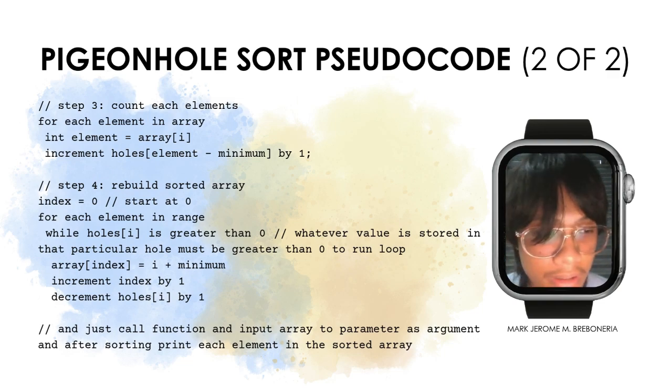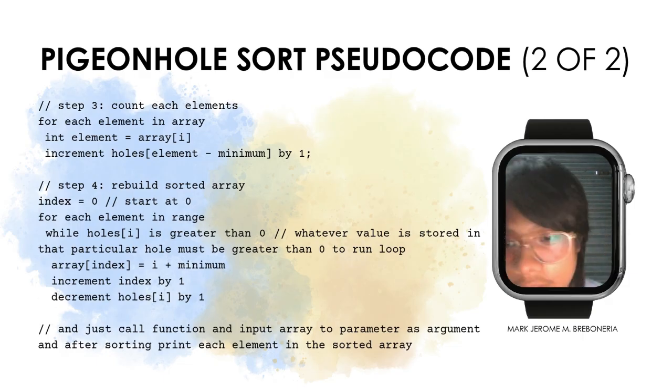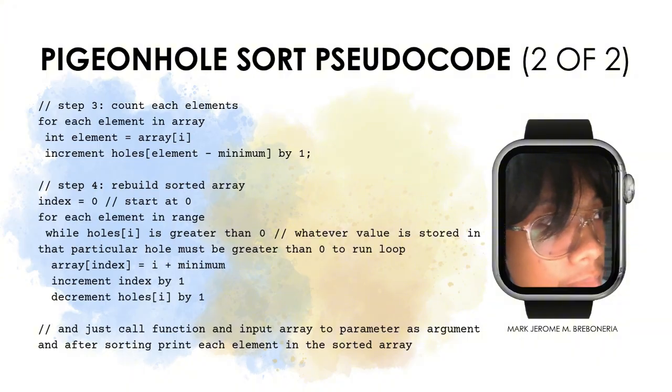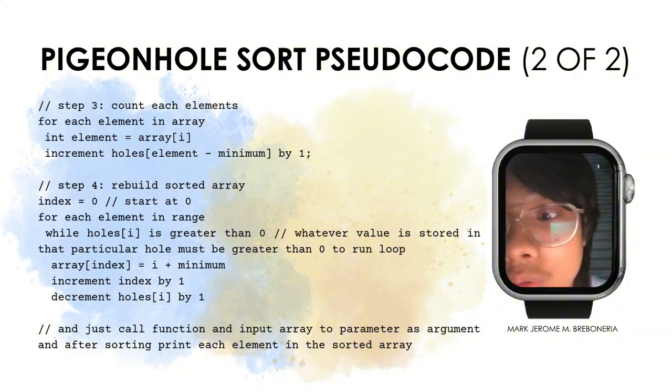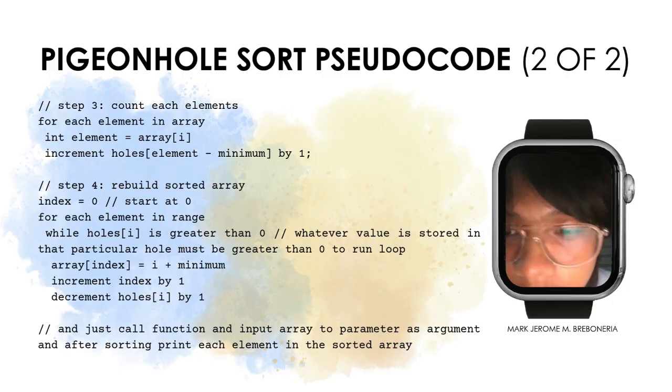A nested loop here, but the loop is now a while loop, so there's a condition with it. While holes[i] is greater than 0, whatever value is stored in that particular hole must be greater than 0 to run the loop. Earlier, we had 2 in index 1 of the holes, so the loop will run 2 times because there are 2 elements stored in that particular hole. We'll be exhausting that until we reach the point that the hole is now empty, it is now 0. Then we'll be going on to the next element in the array.